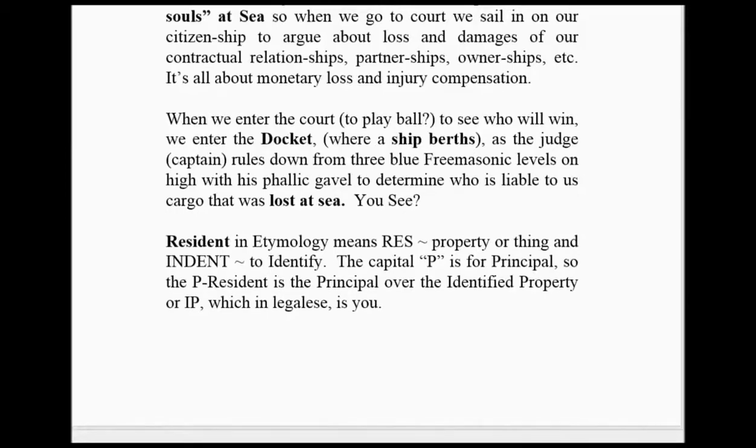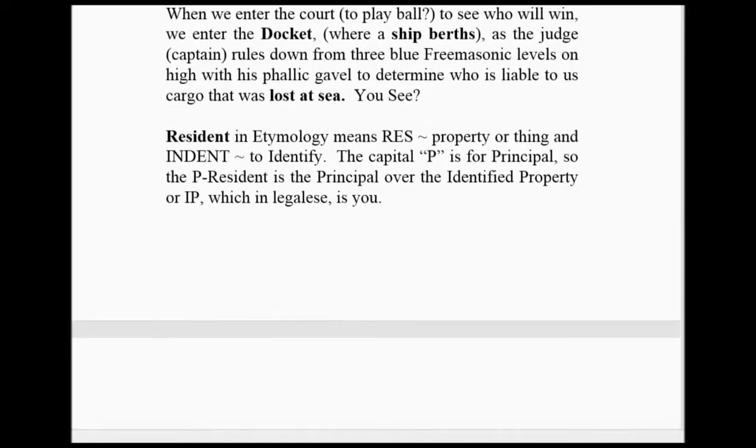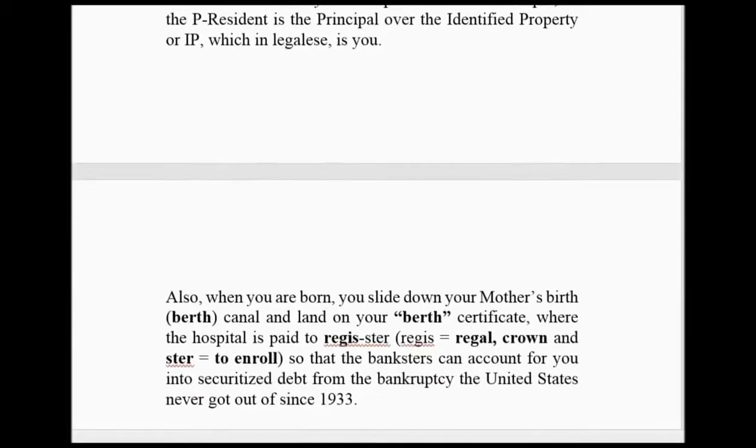Who did what to whom? When we enter the court to play ball, we'll see who wins in the docket. This is where the ship's berth is. The rules come down from the 33 Blue Masons degrees with a phallic gavel to determine who is liable. Okay, resident. Res means property or thing. To identify is ident. Identify the property or thing. You put a P in the front and capitalize it and it means principal. So the President of the Corporation of the United States of America, capital letters, Washington, D.C., is the corporate CEO, the president. He's ruling over the property or the thing.